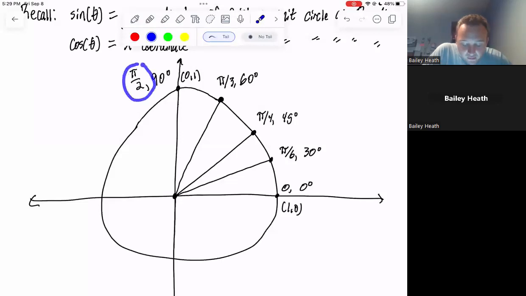So if our angle is pi over 2, that's a 90-degree angle. We started here at the point 1, 0, and we rotated 90 degrees, or pi over 2 radians, and that brought us right up here to the top of the circle. Since our unit circle has radius 1, that means that we're at the point 0, 1. So just like we did a moment ago, we can fairly quickly conclude what sine and cosine are at pi over 2. For example, sine of pi over 2 is just the y-coordinate here, which is 1.